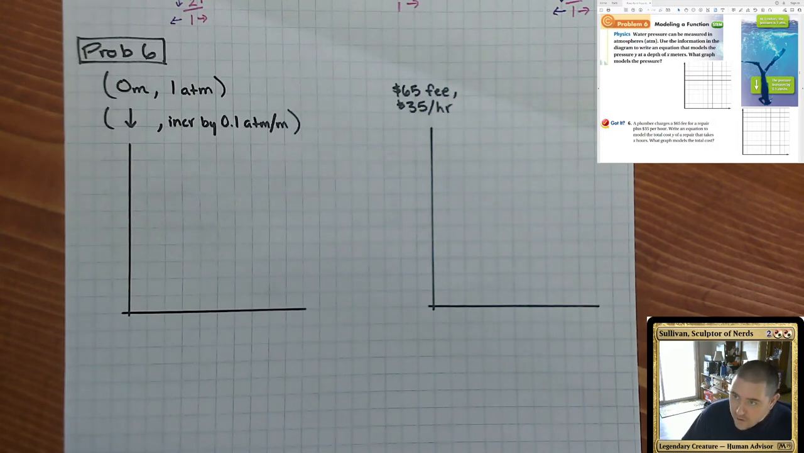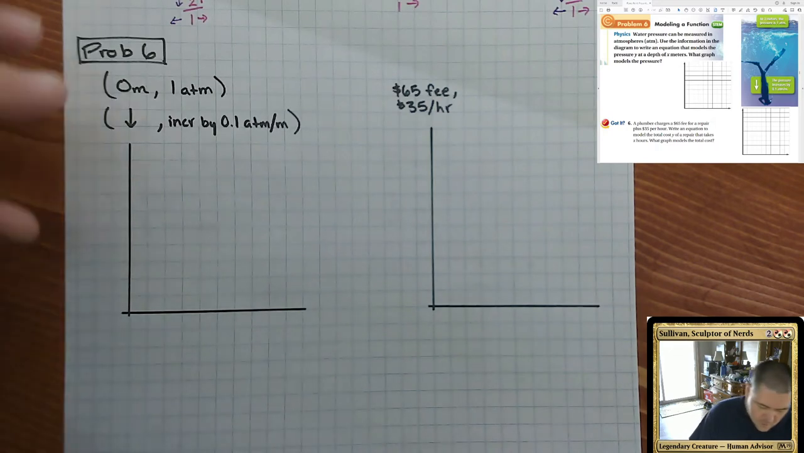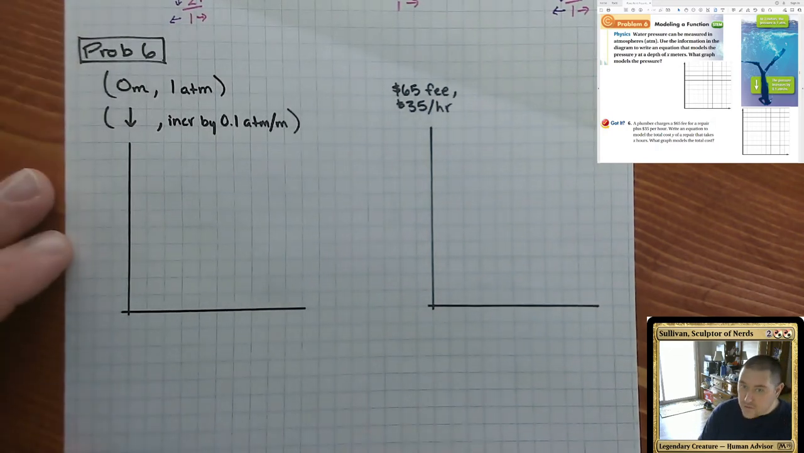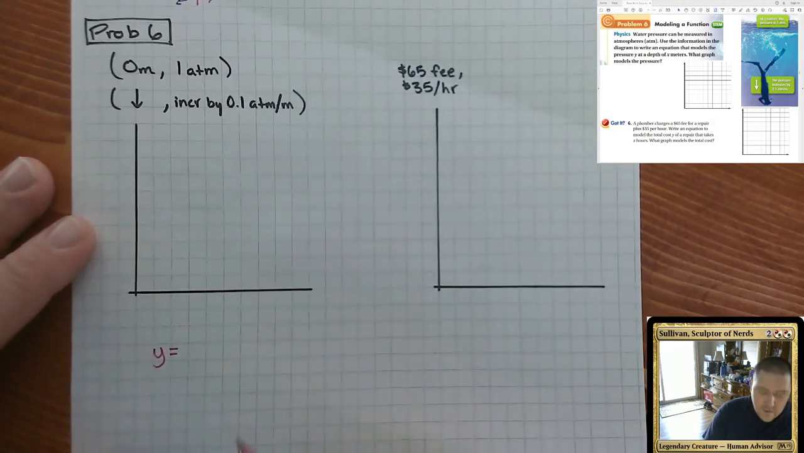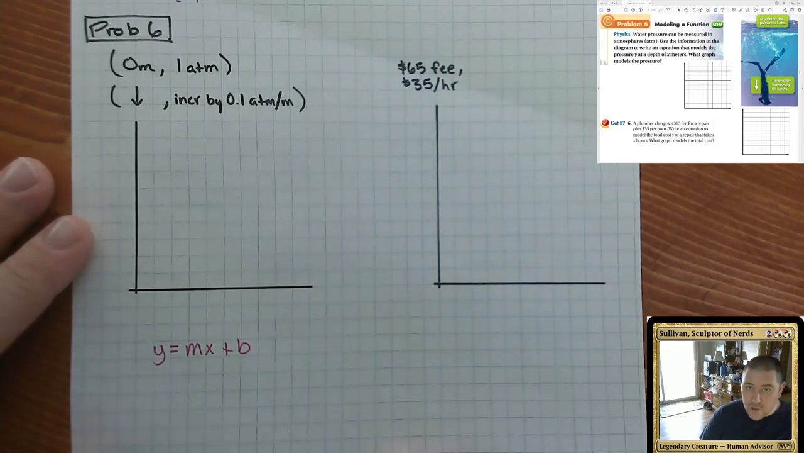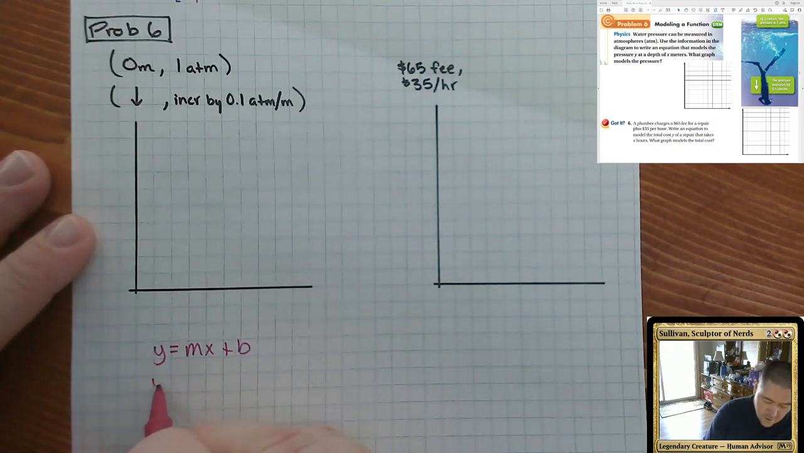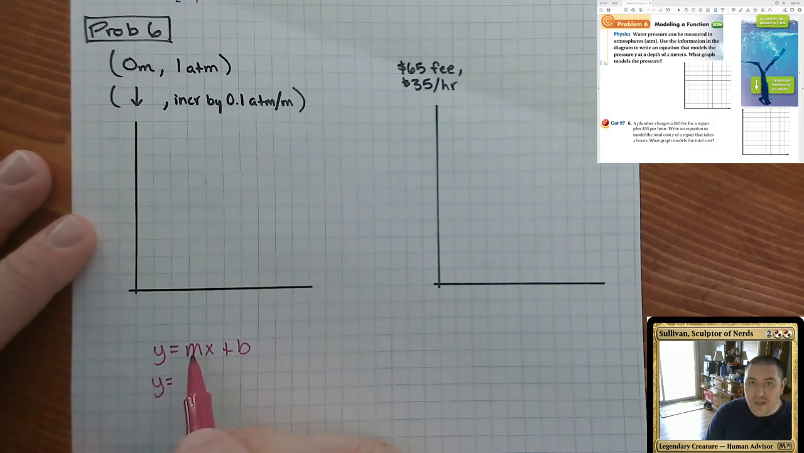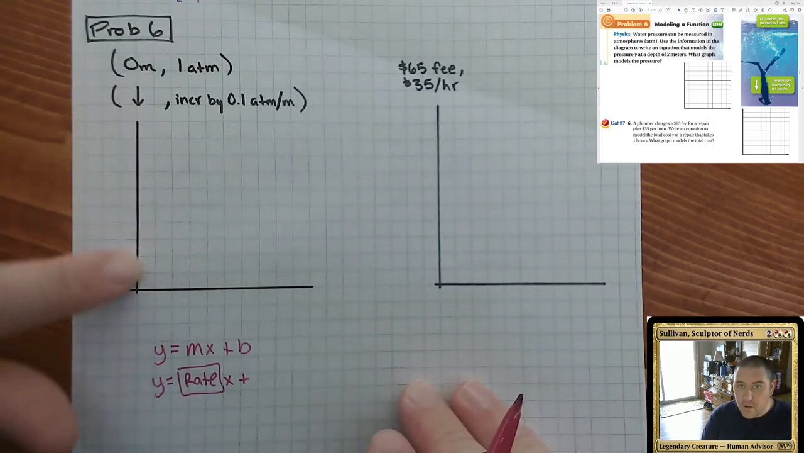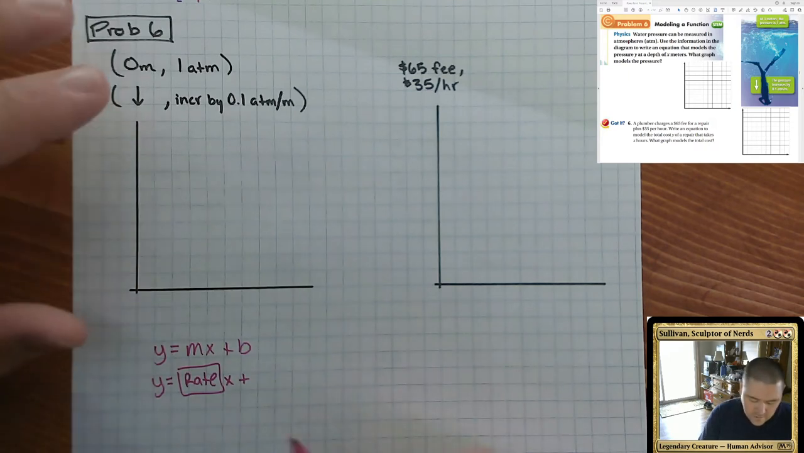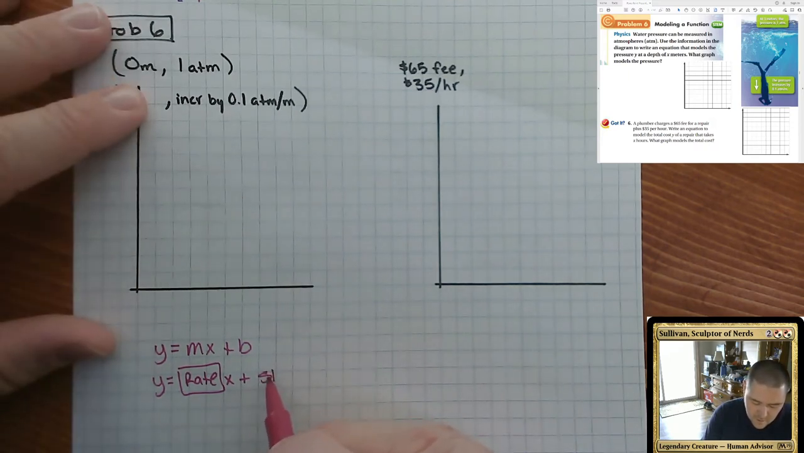Use the information in the diagram to write an equation. Well, this is where we've seen it before, but I want you to write it again. These mx plus b slope-intercept versions of graphs, the slope is a rate. So I'm going to write rate x plus, and b is the y-intercept. It's where it starts on the y-axis. So I'm going to say rate x plus start.